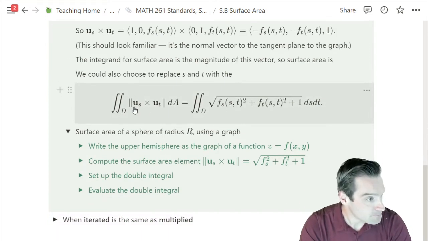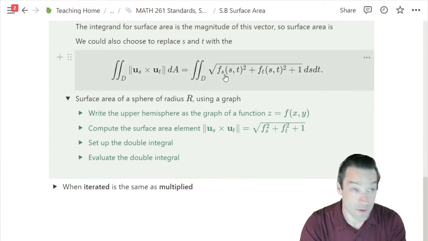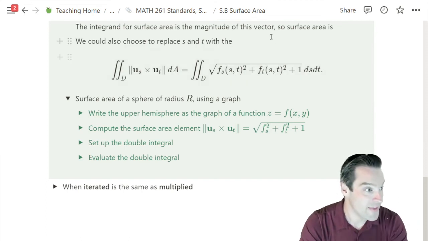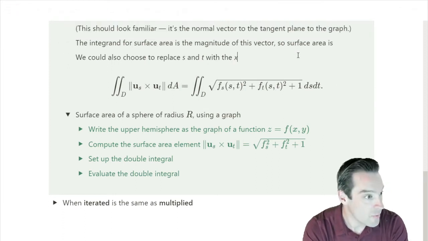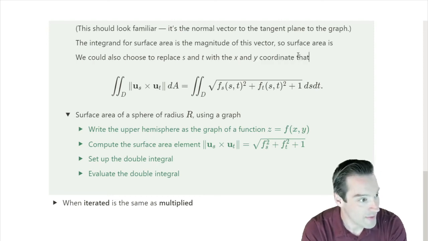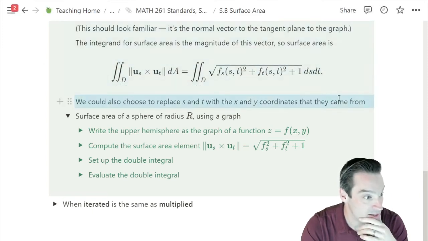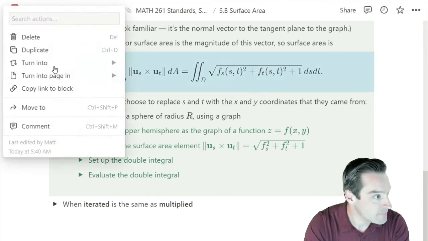And so what we get as a formula for surface area is just the double integral of the square root of the square of the s partial of f added to the square of the t partial plus 1, and then integrated ds dt. We could also have chosen to replace s and t with the x and y coordinates that they came from. That's how we got our parameterization of a graph in the first place, is we just replaced x and y with s and t.